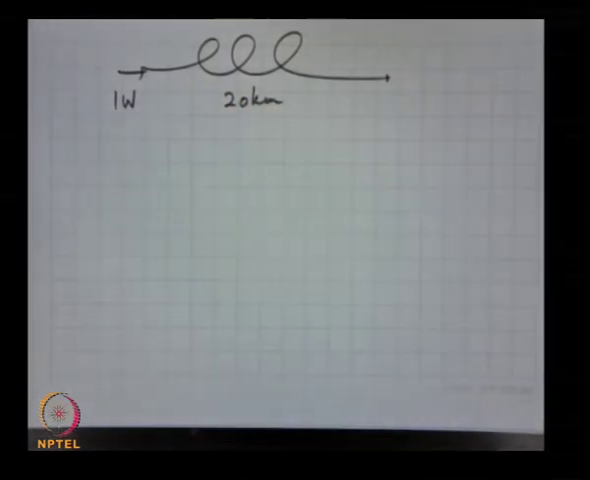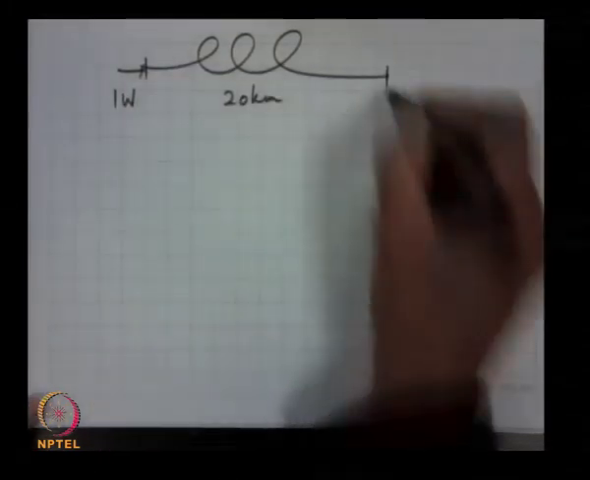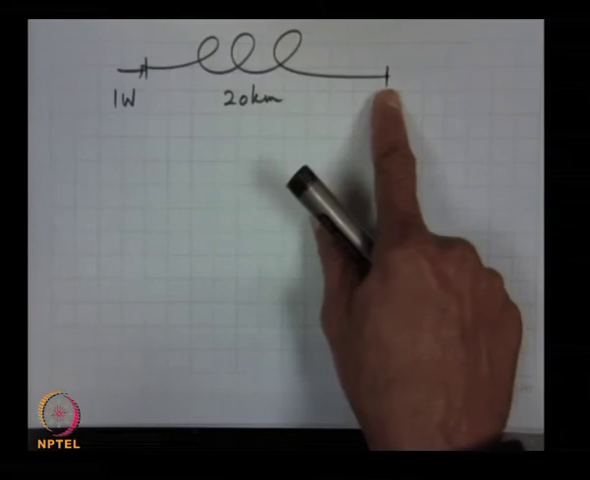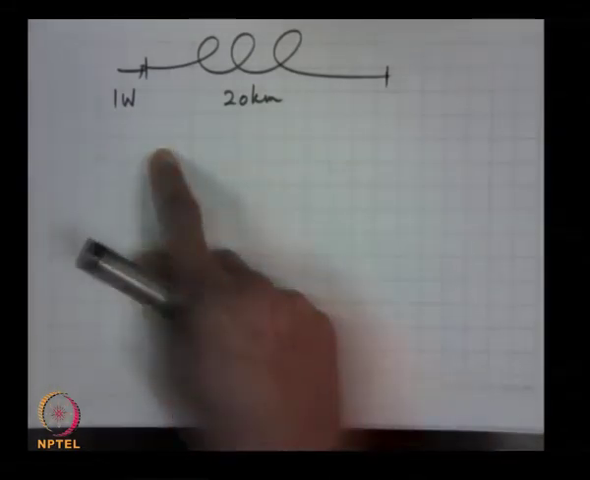Now let me neglect the attenuation of the fiber. Let me neglect the fact that the power is decreasing as it propagates. If I neglect that, what will happen? Suppose I start with 1 milliwatt of power, look at the output light, and then go to 1 watt of power. What will happen here?